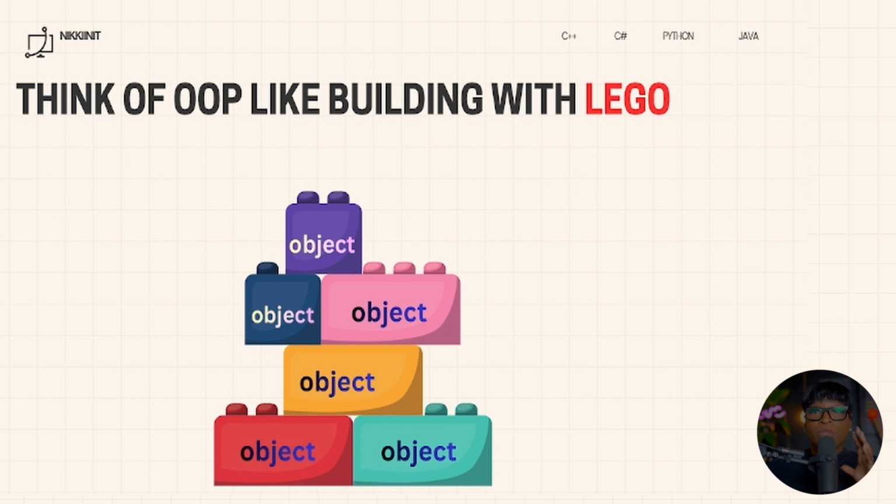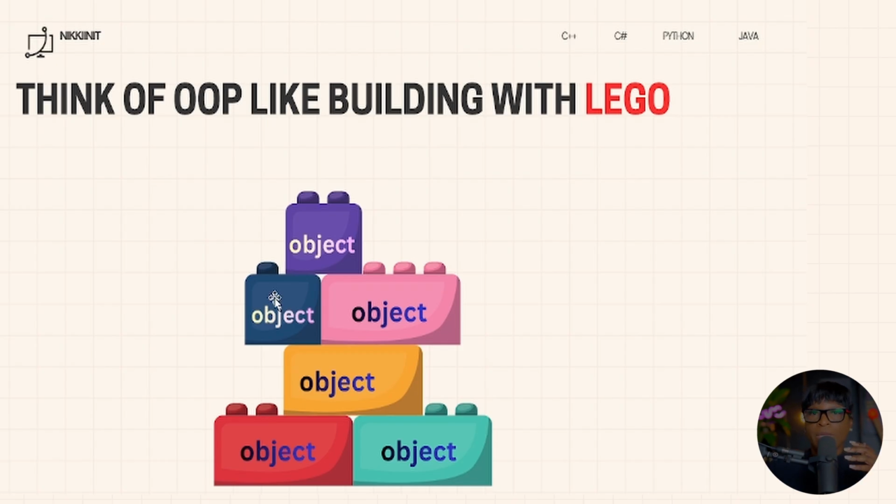Now, let's say you want to build a toy, or you want to build a figure using Legos, right? Each piece of Lego is going to be an object. So you want each piece to do something different. And then you're going to bring all the objects together to make a bigger project or a bigger figure. Each object performs a different task.